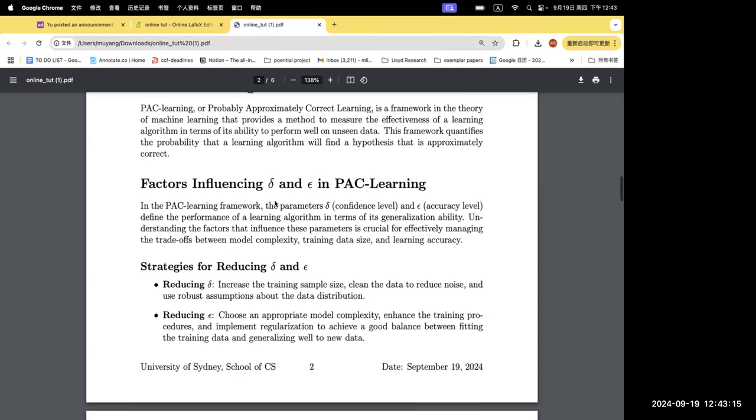As we mentioned, there are two important factors in the PAC learning framework. The first is delta, which corresponds to how probable our PAC learning statement is, and epsilon corresponds to how accurate our learning algorithm is. So very naturally, there are two abstract variables to which we usually do not give specific values, but we have to understand the interplay between these two variables.